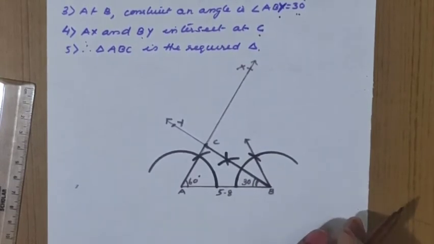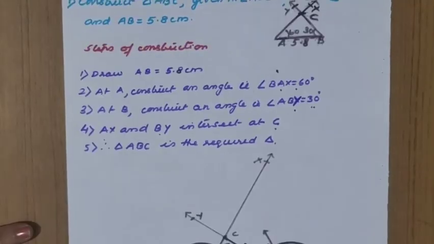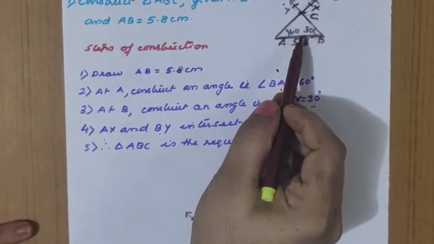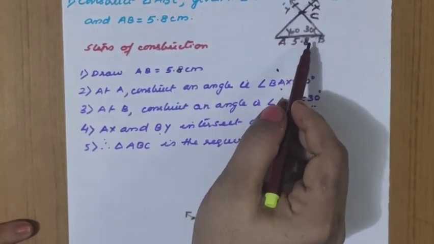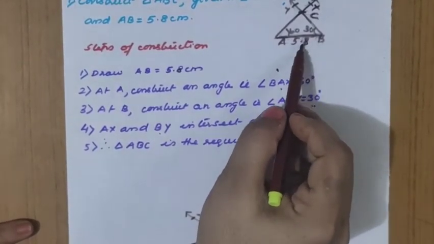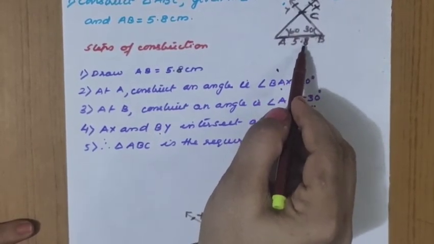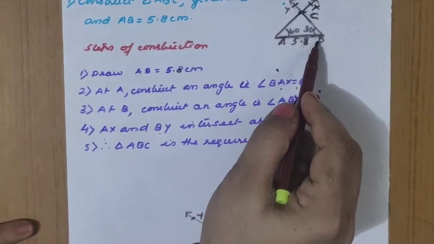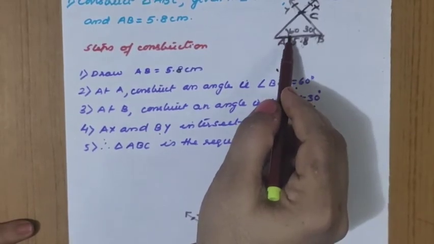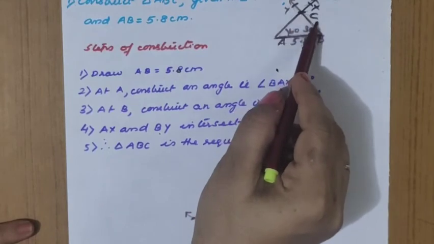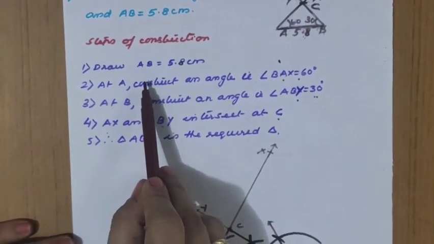Now let me see the steps once again. What is the step we have to write here? Means first rough diagram to be drawn, two angles and one included side. So 60 degree, 30 degree, 5.8. So first we have to draw the 5.8, at A the angle 60 degree to be constructed, at B 30 degree to be constructed, which is intersecting at C only. The same only we have written here.